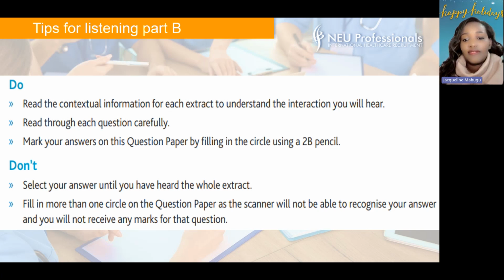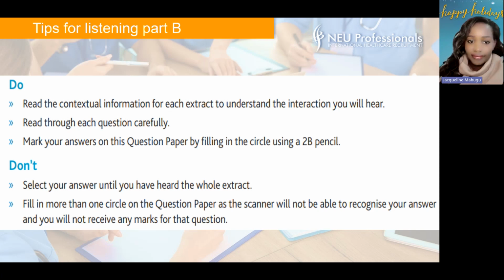In part B, the first thing is to make sure that you read the contextual information for each extract to ensure that you understand the interaction that you will hear. Before you hear each audio, there is a context statement which gives you the background to the situation. For instance, you can be told, you hear a nurse briefing her colleague about a patient. That is the contextual information. You will also hear that on the audio, and then you'll have 15 seconds to prepare by reading the question and the answer options.